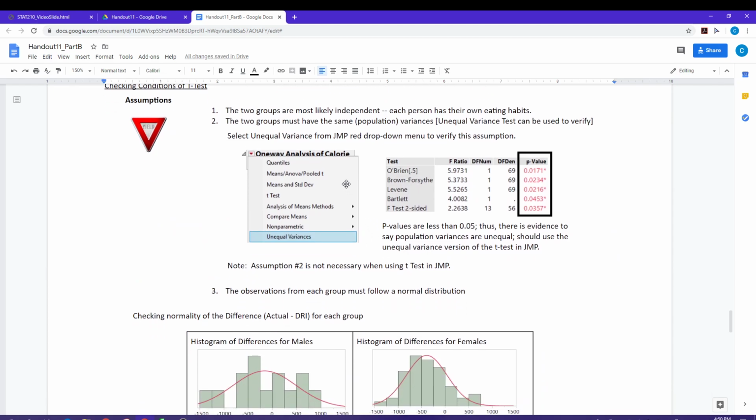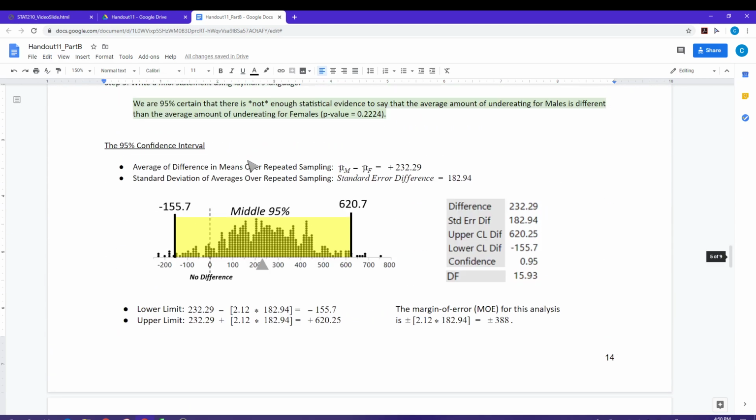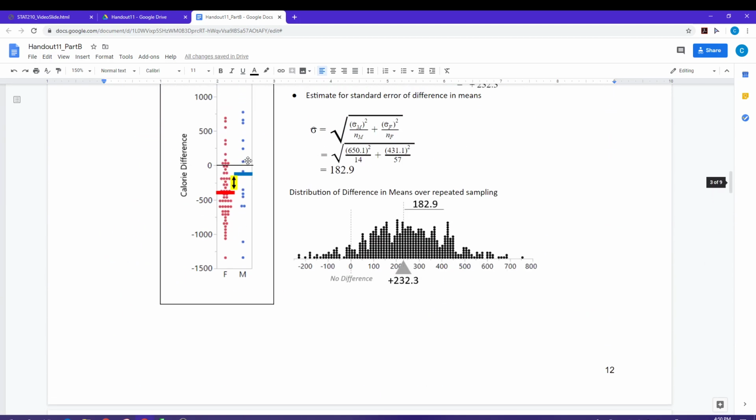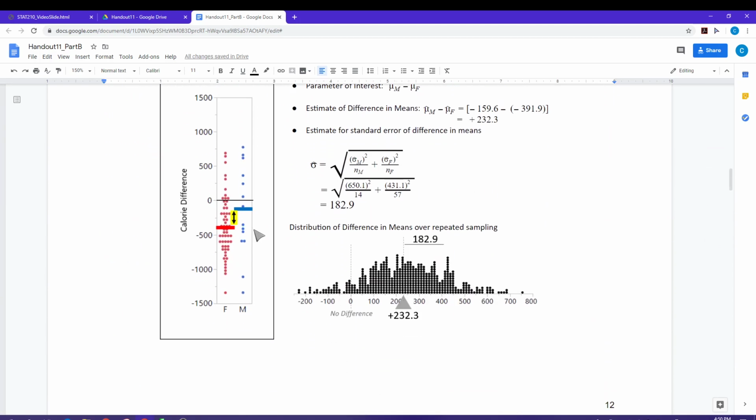Checking the conditions of the test. So the two groups are most likely independent because each person has their own eating habits. One thing that we should notice up above, should have said this earlier, but let's go back up and look at those. It looks like the variability here tends to be different for the females and the males. We do have a couple of outliers or extreme values here for males. But the variability seems to be stretched out a little bit more for females than males.